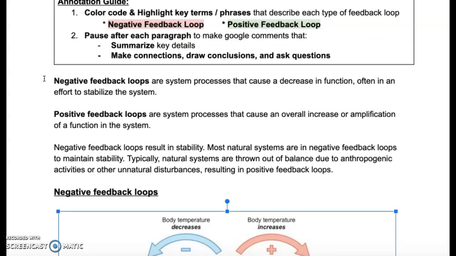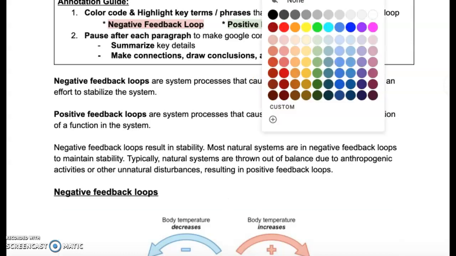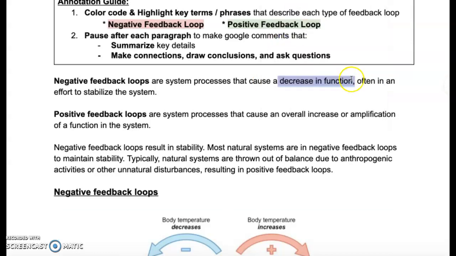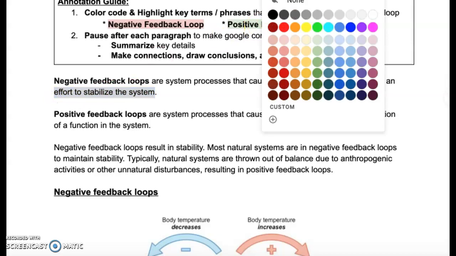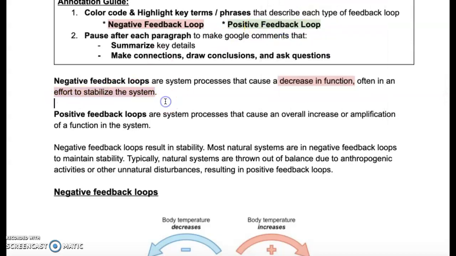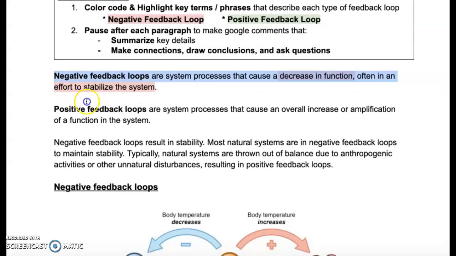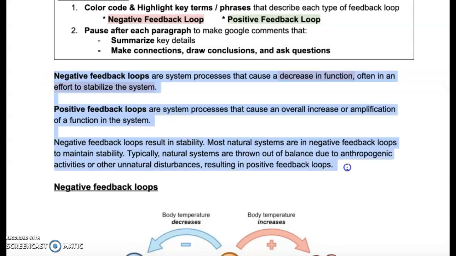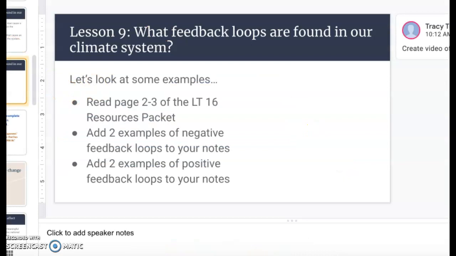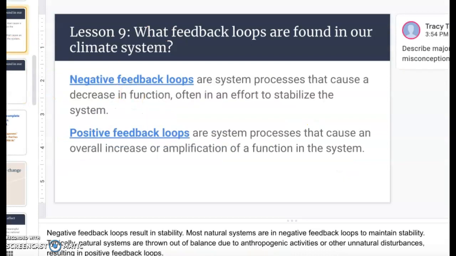Negative feedback loops are system processes that cause a decrease in function. All right, so I see decrease in function. I'm going to highlight that in pink, often in an effort to stabilize the system. I'm going to highlight that little part too because that seems important. By the way, this whole section here was from the notes that I took from the PowerPoint right there, right?